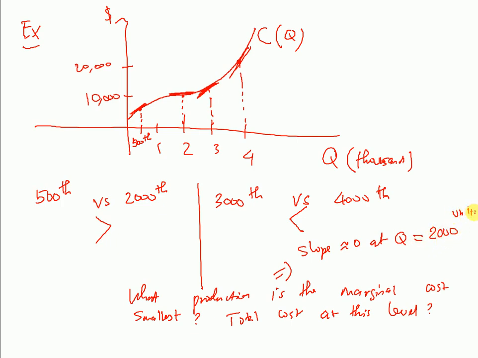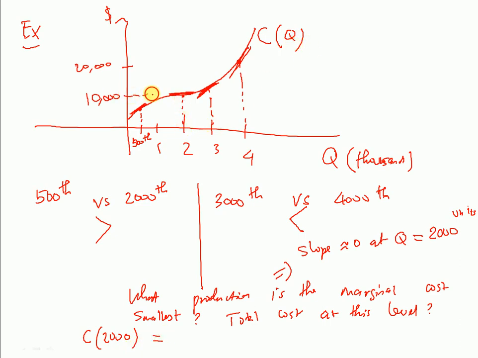Everywhere else it is positive and growing. So we should pick around this point for the marginal cost to be smallest. Now, what is the value at this one? That means we're asking for the cost when we're producing 2,000 units.